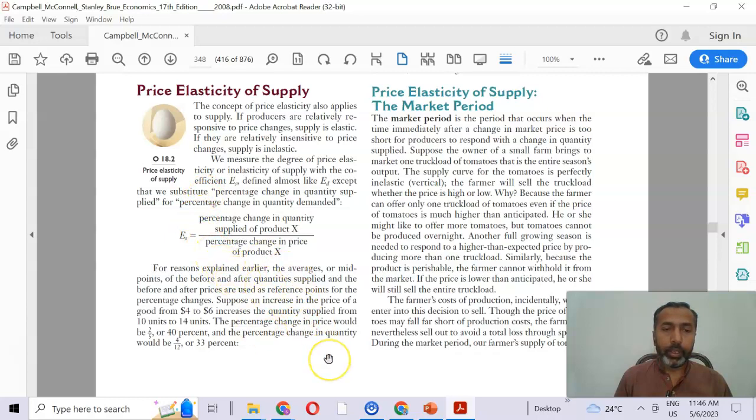Now, for the reason explained earlier, the averages are midpoints of the before and after quantity supplied, and the before and after prices are used as reference points for percentage changes. And the conclusion will be the same: if it is more than 1, we will call it supply is elastic. Equal to 1 means that supply is unit elastic, and if the coefficient of price elasticity of supply is less than 1, we will call it supply is inelastic.